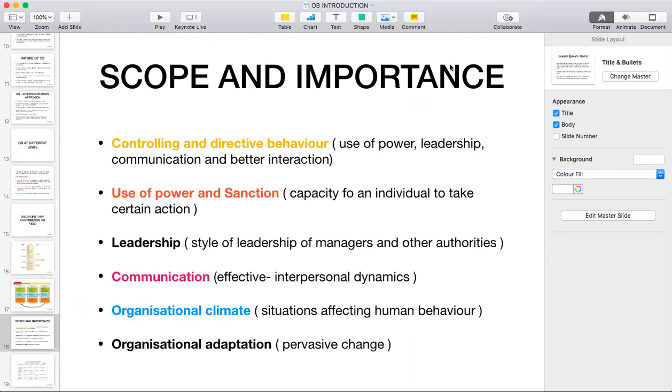Okay, sir. And this organization climate is often known as organization culture. Organization climate. Yes, sir. There is often discussion of this organization climate. What is the difference between organization climate and culture?